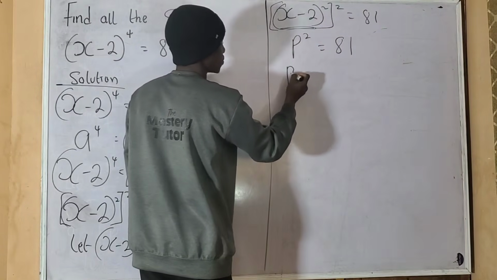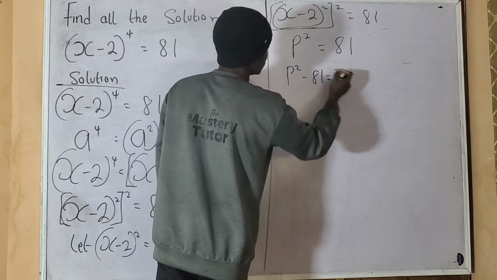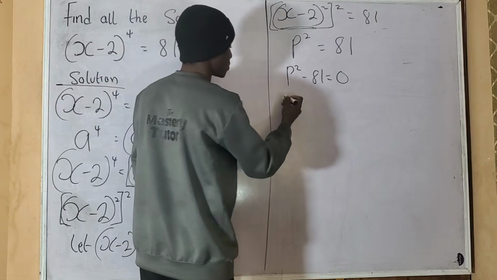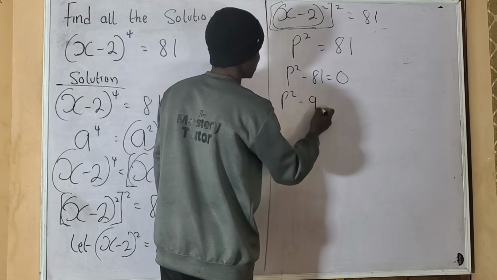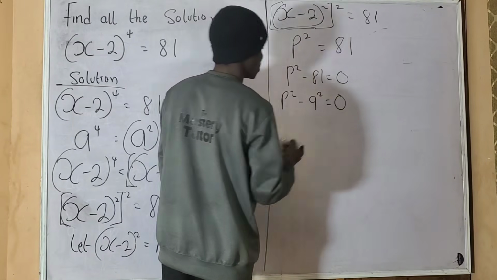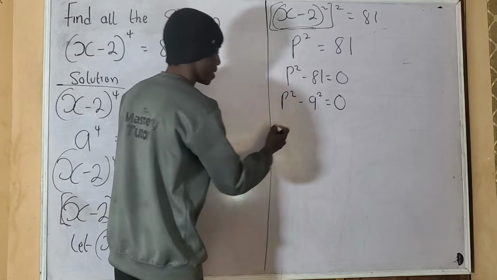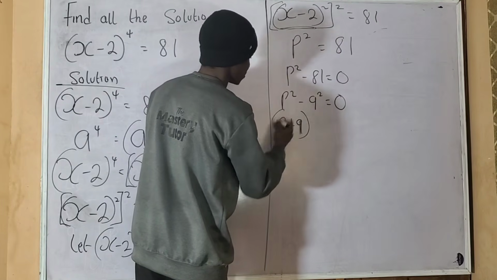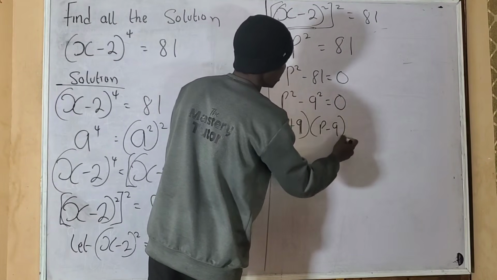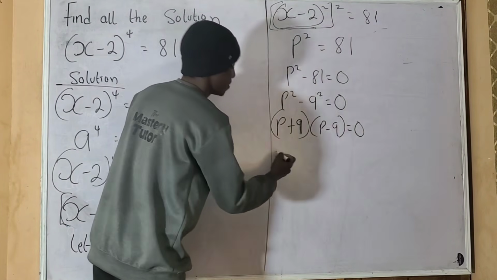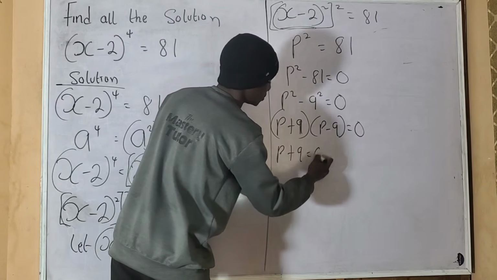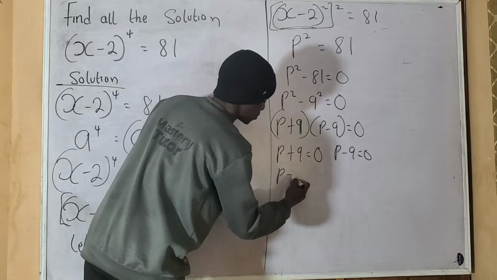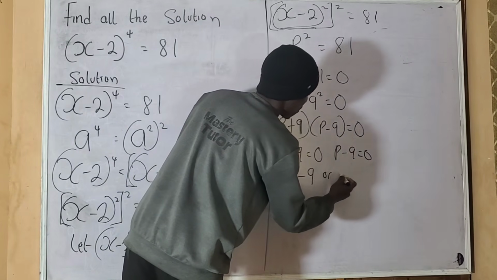Okay? p^2 - 81 equals what? 0, right? 81 can be written as 9^2. So I'm going to have p^2 - 9^2 = 0. Using the difference of two squares, I'm going to have (p + 9)(p - 9) = 0. So p + 9 = 0 and p - 9 = 0. p equals negative 9 or 9.